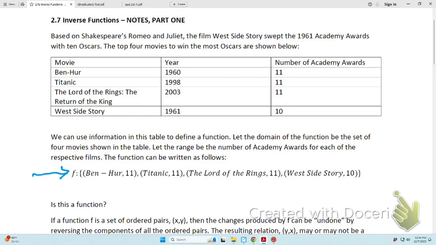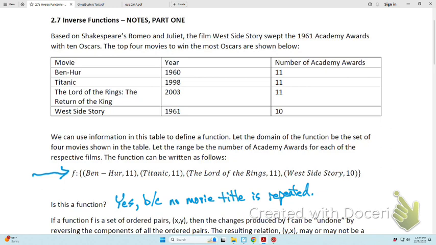So if we call the movie title the X value and the number of Academy Awards the Y, is it a function? I would say yes, because no movie title is repeated. No X is repeated.